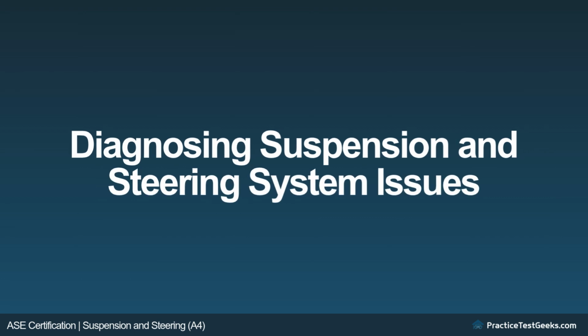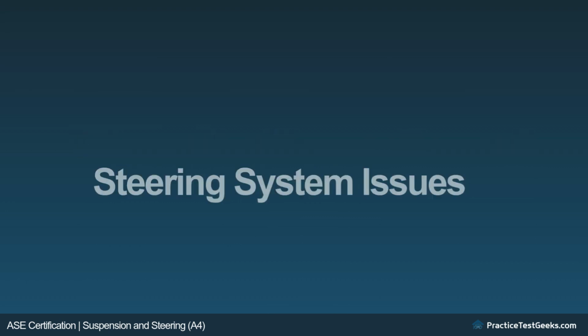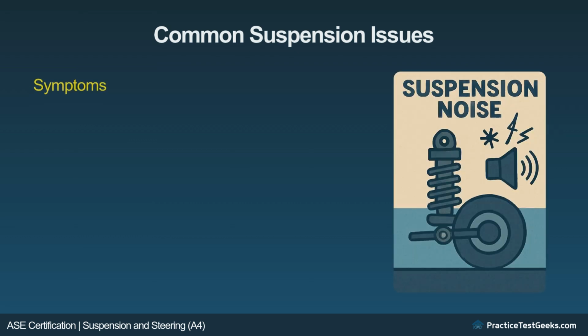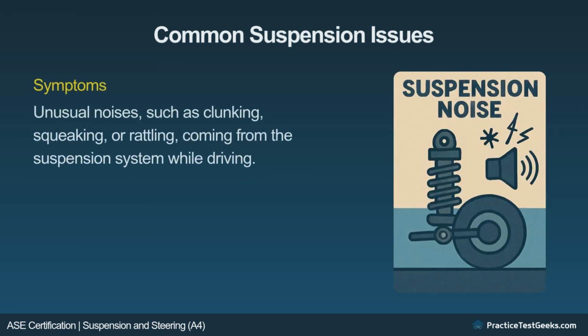Diagnosing suspension and steering system issues. Suspension and steering issues can manifest as a variety of symptoms, from vibrations and noise to handling problems and alignment issues. Proper diagnosis is crucial for repairing these systems effectively. Common suspension issues. Suspension noise. Symptoms. Unusual noises, such as clunking, squeaking, or rattling, coming from the suspension system while driving.